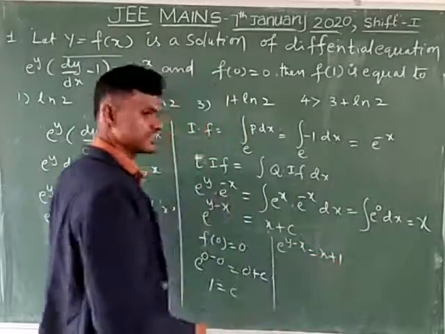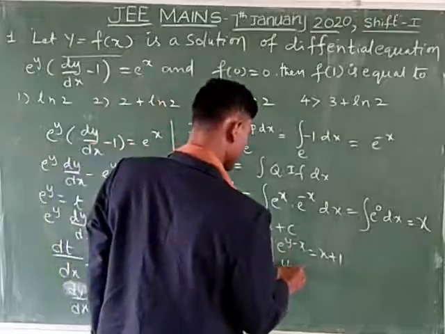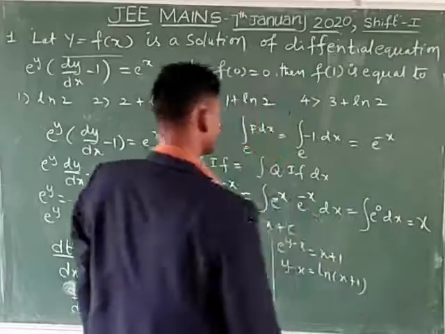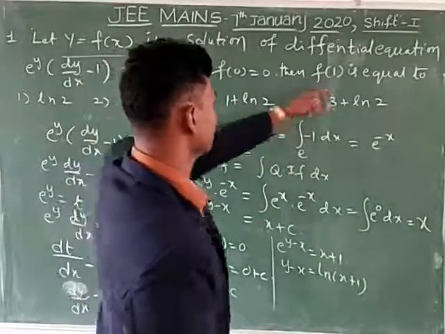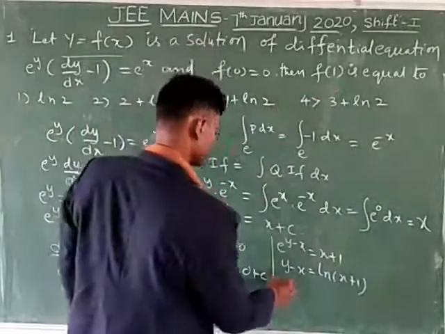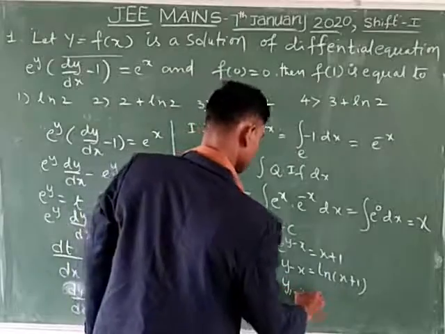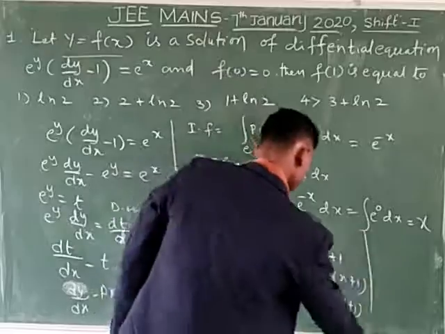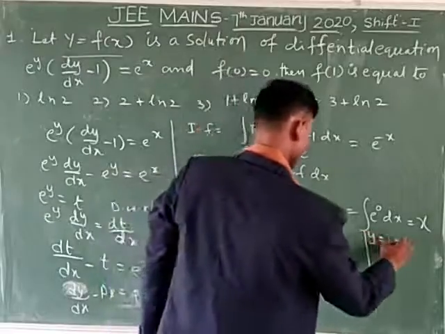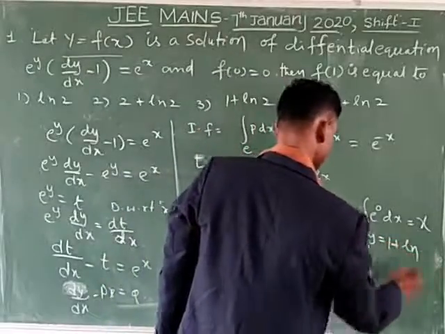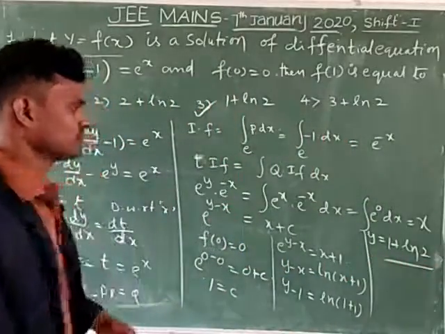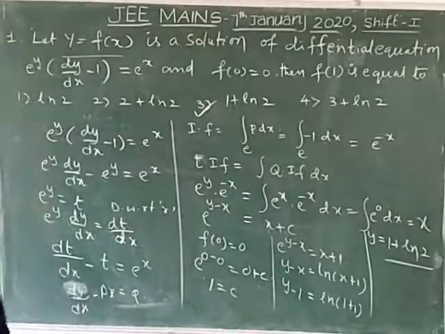Now you have to apply logarithm on either side, then y minus x is equal to ln of x plus 1. Now you have to find what value? Here it is 1. F of 1: y minus 1 is equal to ln of 1 plus 1. Then y is equal to 1 plus logarithm of 2. Which option? You have to check here: 1 plus logarithm of 2. This is the answer.